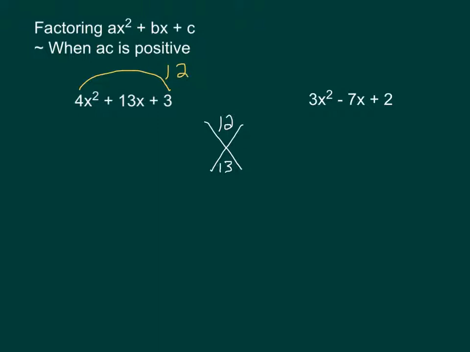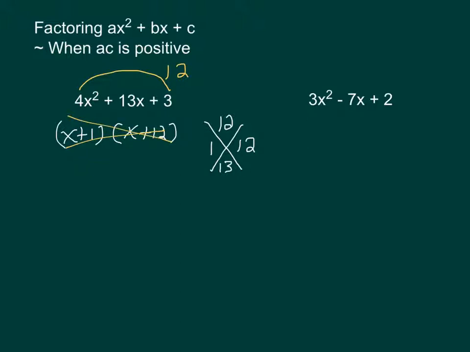Pretty quickly, we find that that's 1 and 12. Now, unfortunately, I cannot just say then that my answer is going to be x plus 1 times x plus 12. The reason for that is if I actually did that multiplication out, I'd see that I don't come back to my original problem. So this is not true.